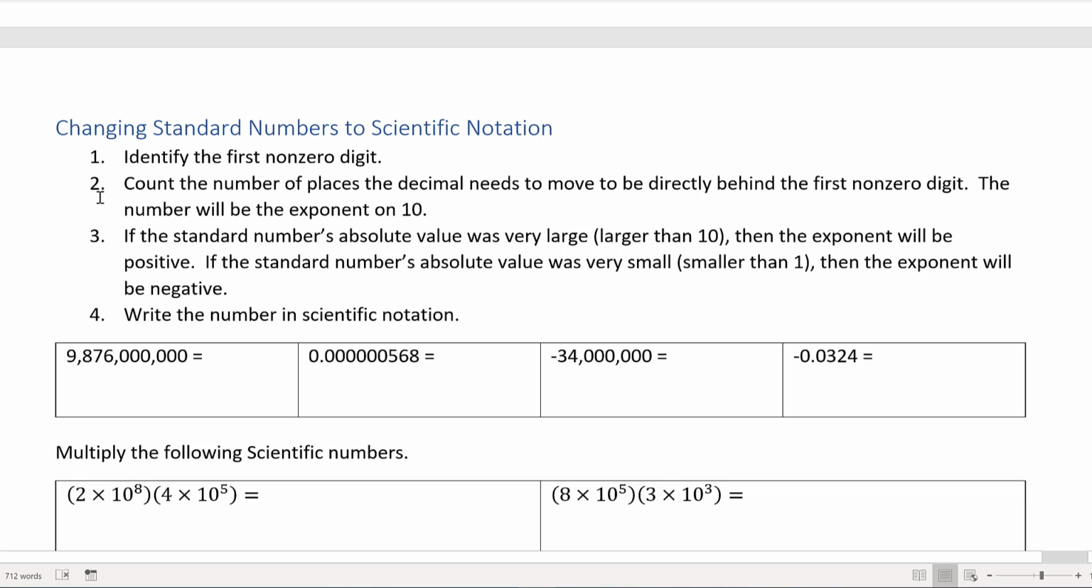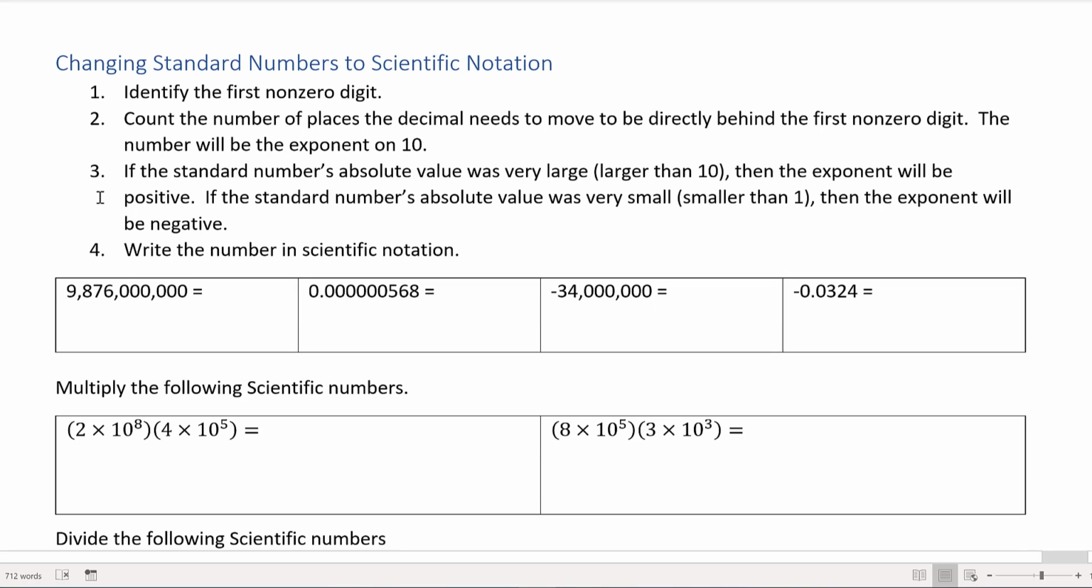Next, we're going to do the opposite. We're going to change standard numbers to scientific notation. So the first thing you want to do is identify the first non-zero digit. Notice we have lots and lots of zeros, so we're looking for this first non-zero digit. In our first example, that's the 9. Count the number of places the decimal needs to move to be directly behind the first non-zero digit. That number will be the exponent on the 10.